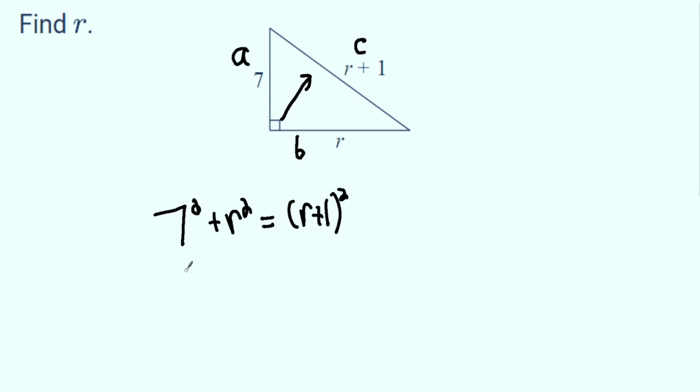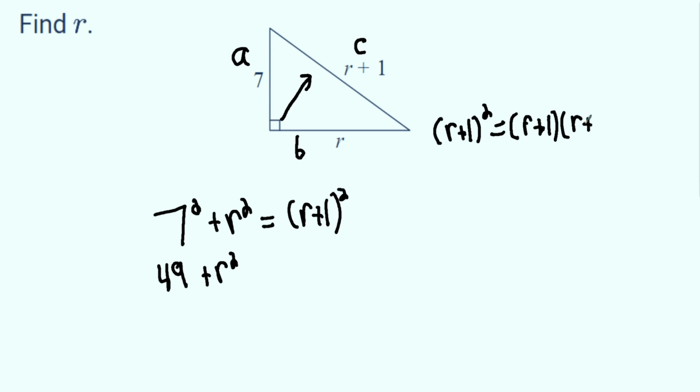So, what can we do from here? Well, 7 squared is 49. r squared will remain r squared. And (r plus 1) squared, well, if we were to expand that out, we would know that (r plus 1) squared is the same thing as (r plus 1) times (r plus 1). Let me make that a little bit more brackety.